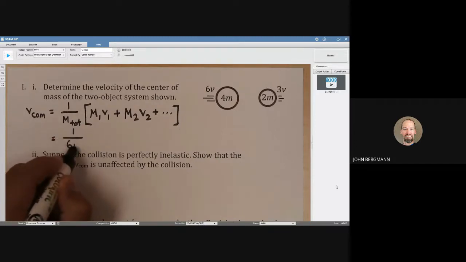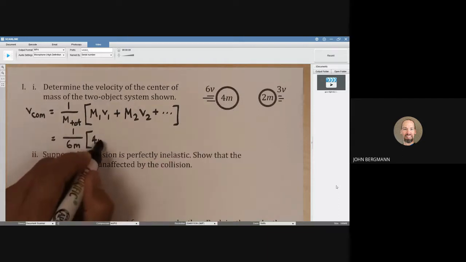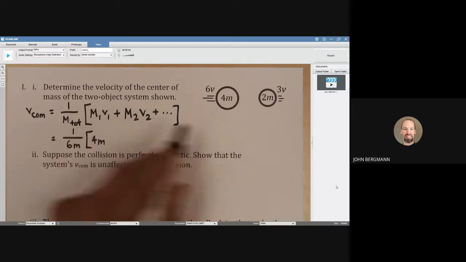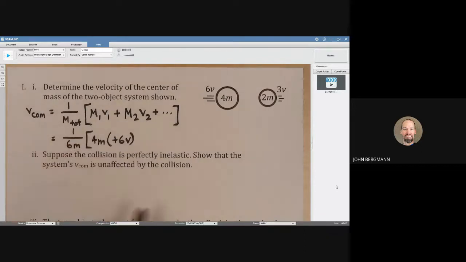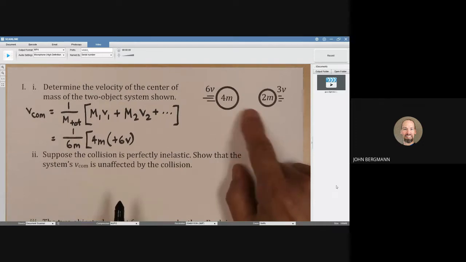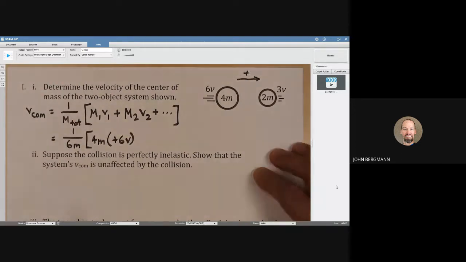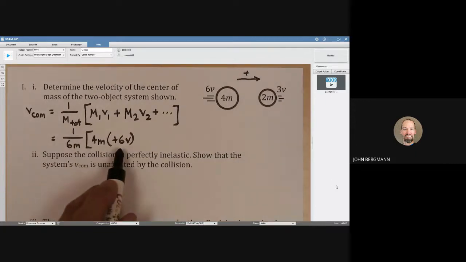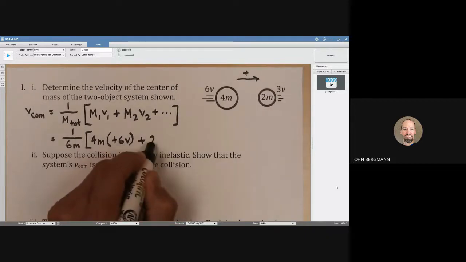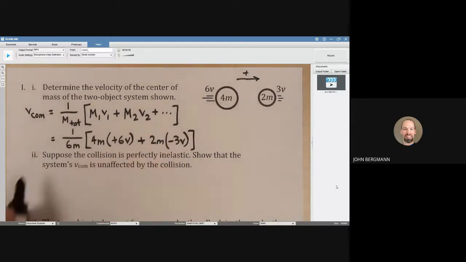So 1 over 6m. And then we need to take this first mass, which is 4m, multiplied by its velocity, which is 6v. And I put a plus there because I'm noticing in this picture that the two masses are going in different directions. And so I have to choose a direction arbitrarily to be positive, and then the other one will be negative. So I've just naturally chosen to the right to be positive. 4m times positive 6v plus 2m times negative 3v. See, that velocity is in the opposite direction.